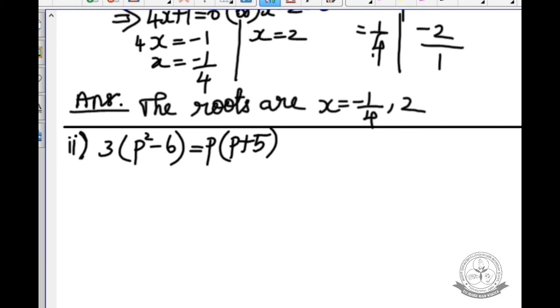3 into p squared minus 6 equal to p into p plus 5. Remove the bracket, so bring 3 inside. 3p squared minus 6 3s are 18. Bring p: p squared plus 5p. Bring all the terms to the left hand side.